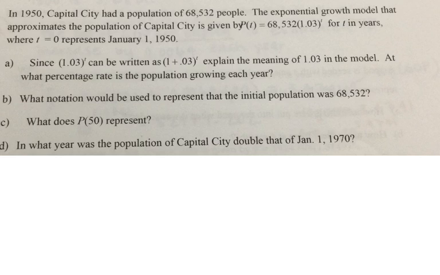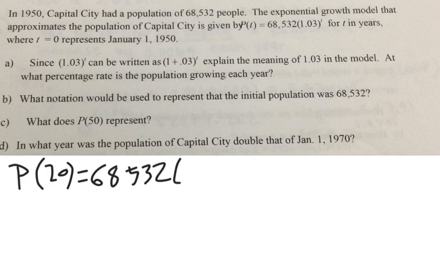In what year was the population of Capital City double that of January 1st, 1970? So I'm going to first start by writing what was the population in 1970. How could I write that? P of 20 equals 68,532 times 1.03 to the 20th.